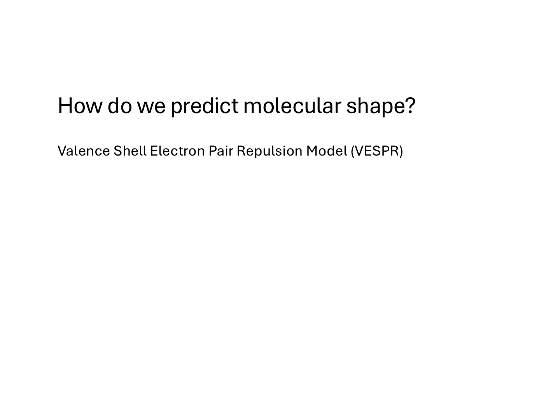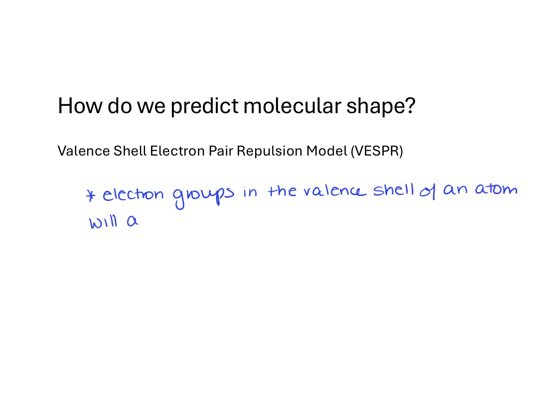So we shorten that to VSEPR. And basically what this says is that electron groups in the valence shell, now we know the valence shell from the previous module, that's the outermost shell of the atom, and that's the one that's involved in bonding, will arrange themselves as far away from each other as possible.